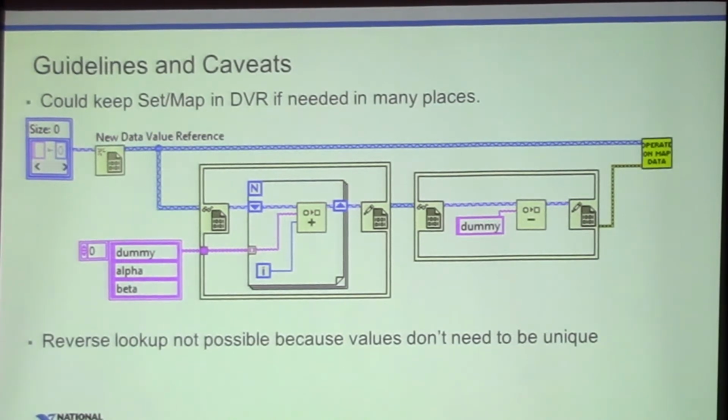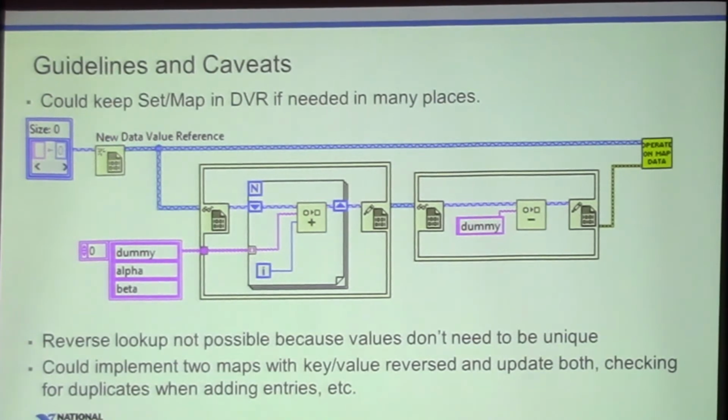And of course, we don't have any reverse lookup because values don't need to be unique, right? But of course, if you need that, you could implement it as two maps. And whenever you add an entry, you can make sure that there are no duplicates both ways and add it to both and wrap that into your own tool. I'm not sure how useful that would be, but it could be done.